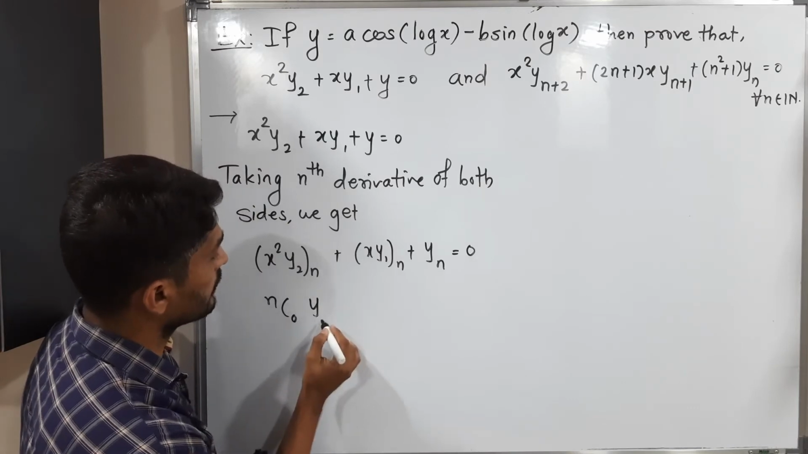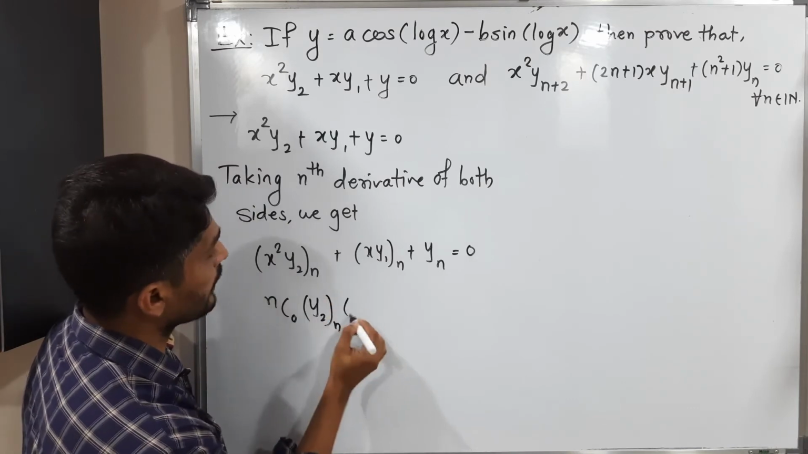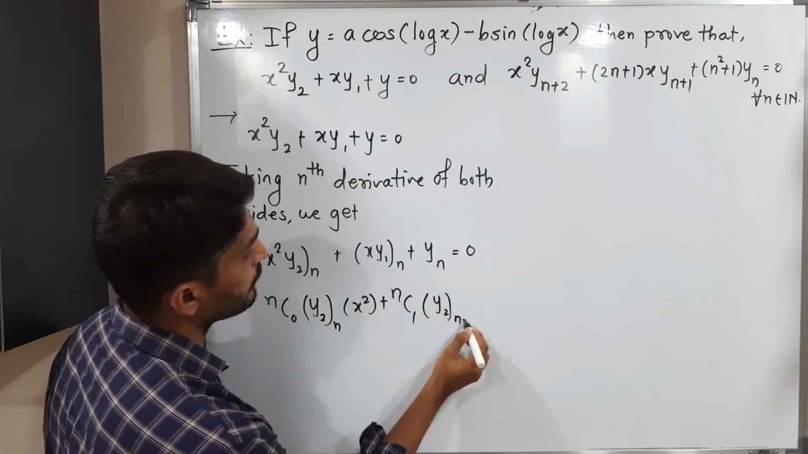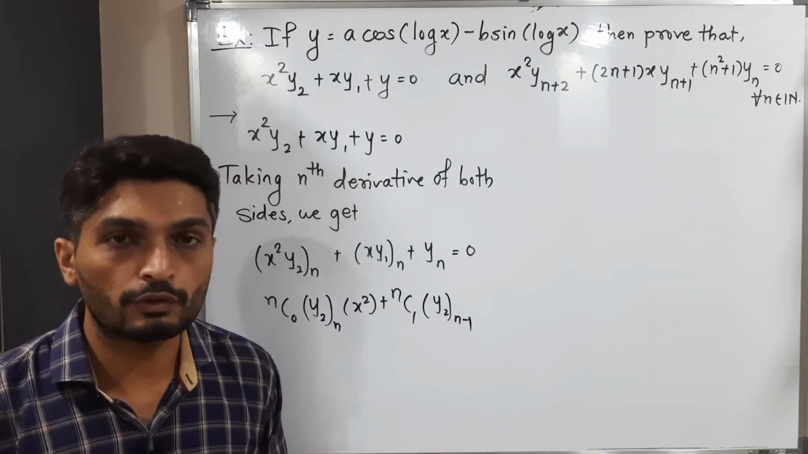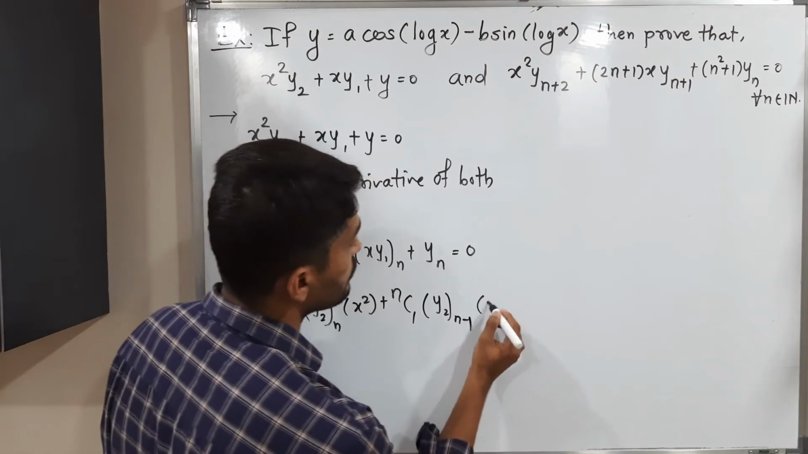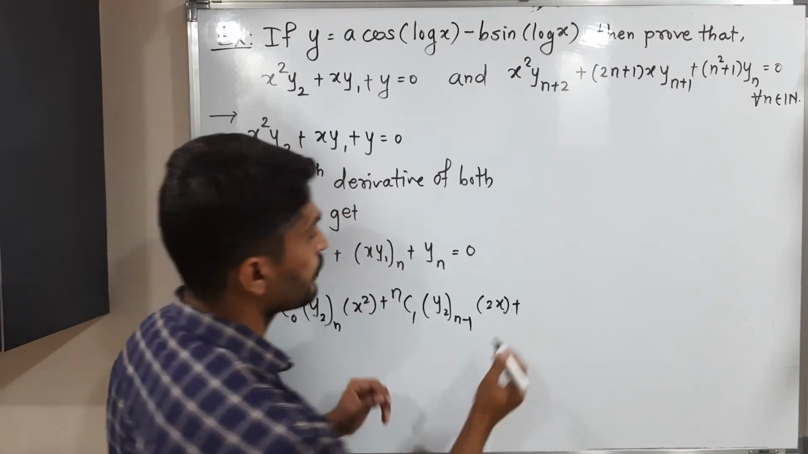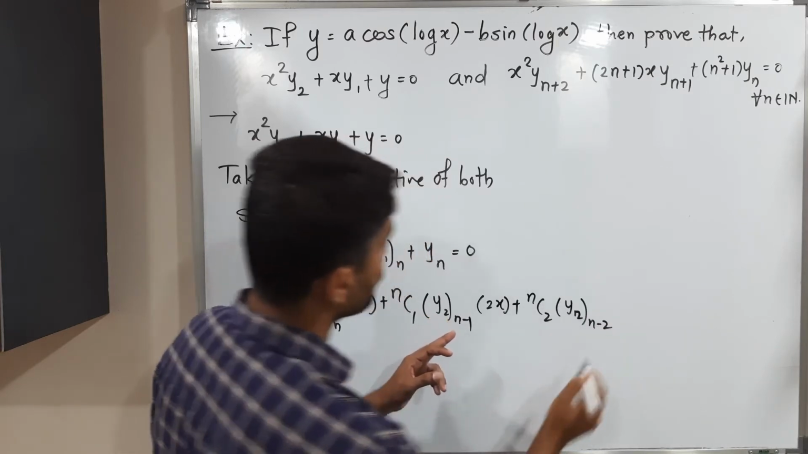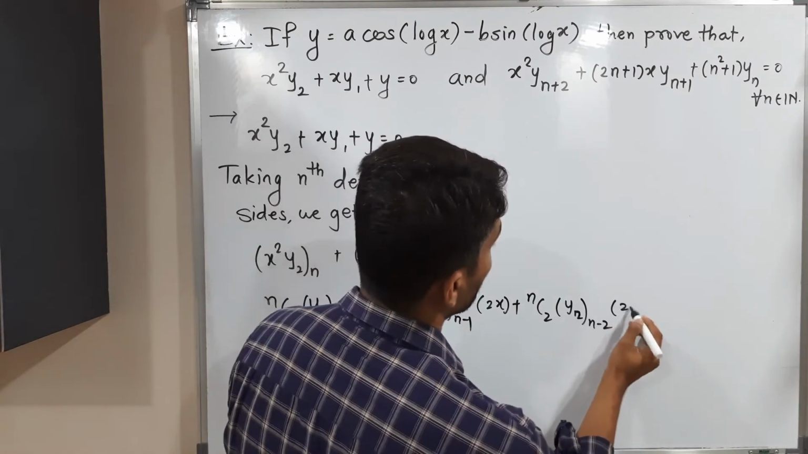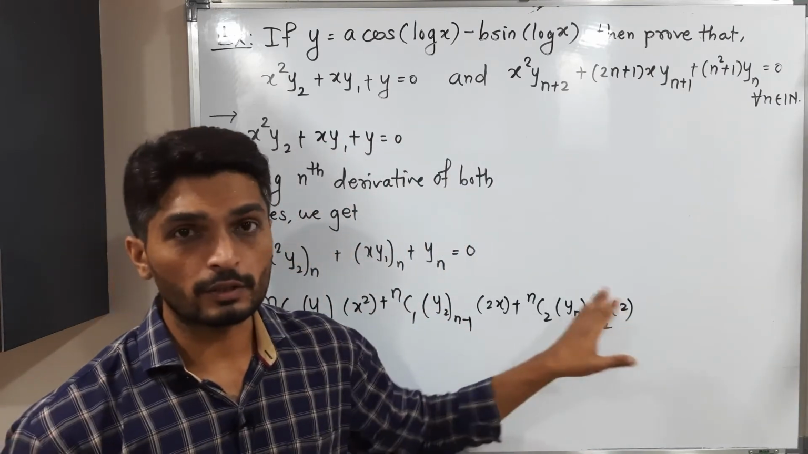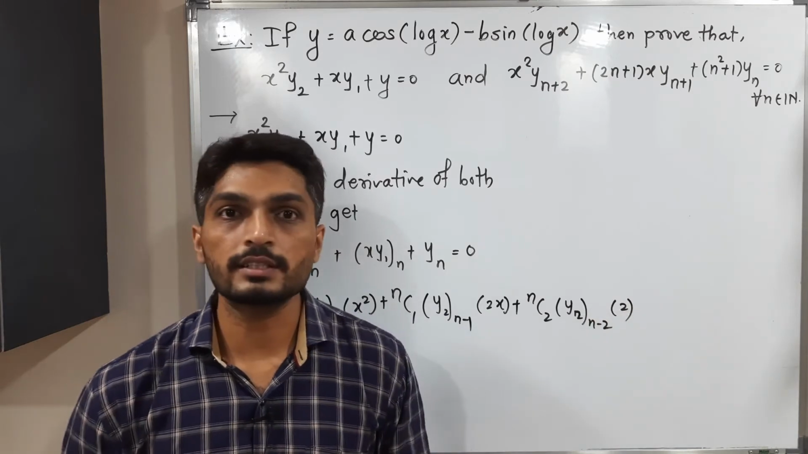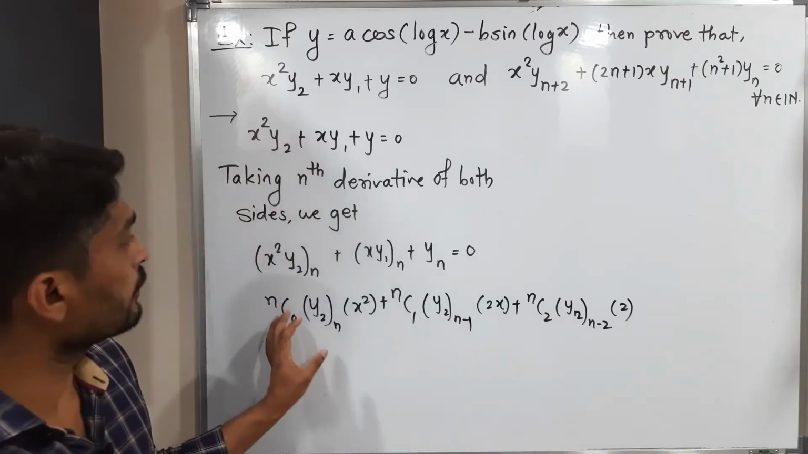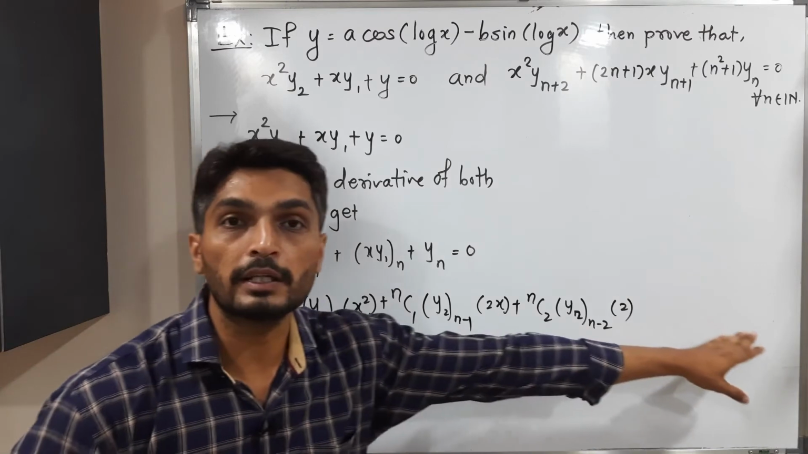Its nth derivative is y2n, with x square as it is. Next is nC1. We reduce its derivative, so the nth derivative we have already taken, and the next will be the n minus 1 derivative. Its derivative is 2x, correct, plus nC2, where we reduce its derivative to the n minus 2 derivative. Its next derivative is 2. We have got a constant here, so if I go further, the derivative of a constant is 0, which means all further terms will be 0.